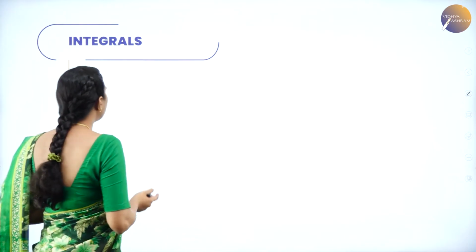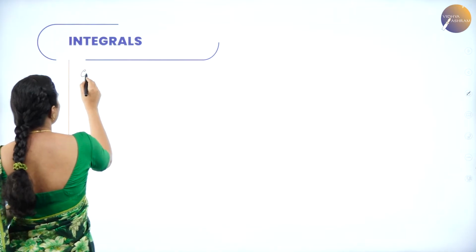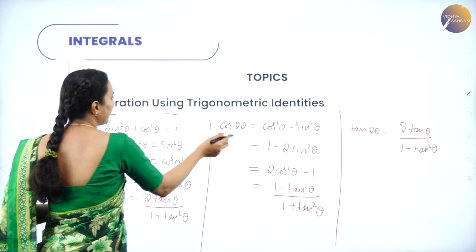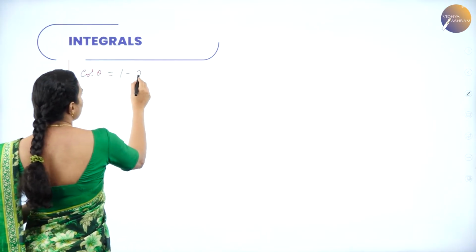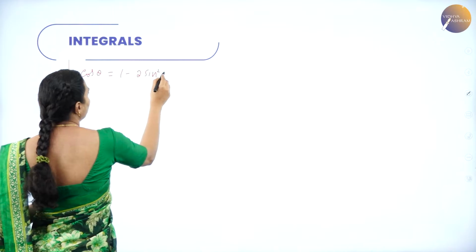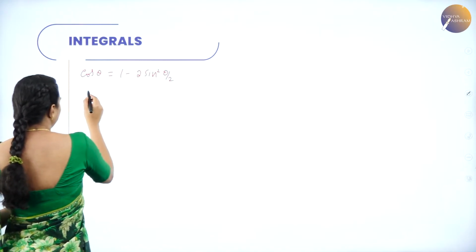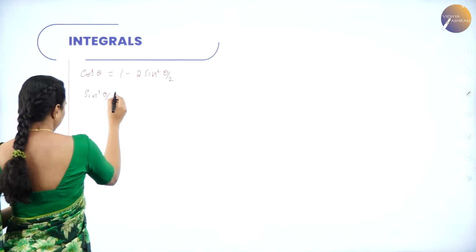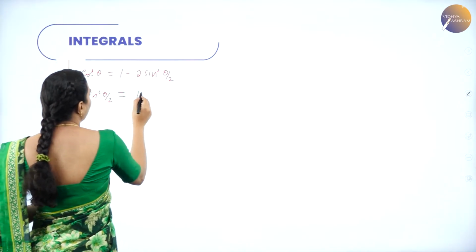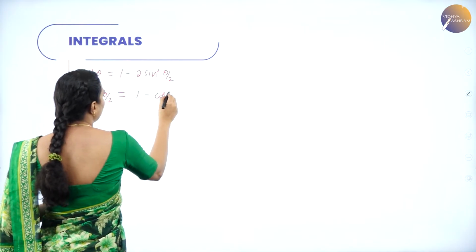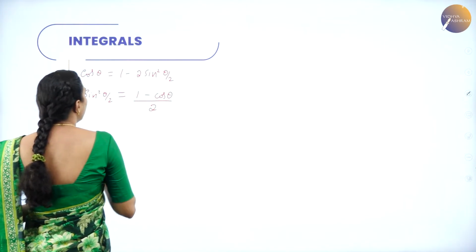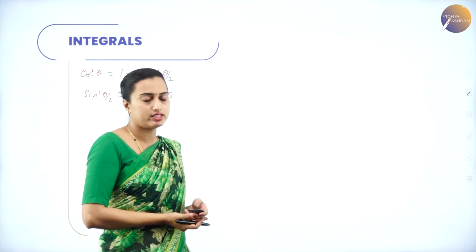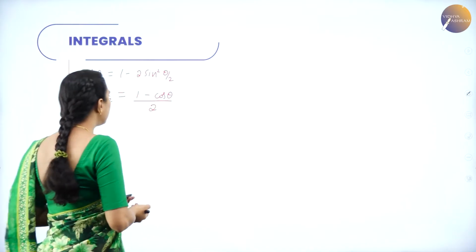So let me write down those formulae here. See, cos theta can be written as, I am going to write it in terms of sine and cos here, 1 minus 2 sine squared theta by 2. Otherwise, sine squared theta by 2 can be written as 1 minus cos theta whole over 2. Otherwise, sine theta by 2 can be written as square root under 1 minus cos theta divided by 2. So this is a formula.